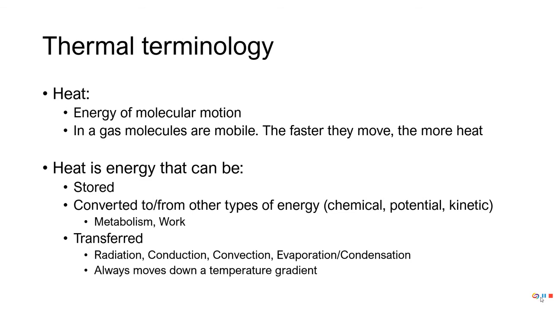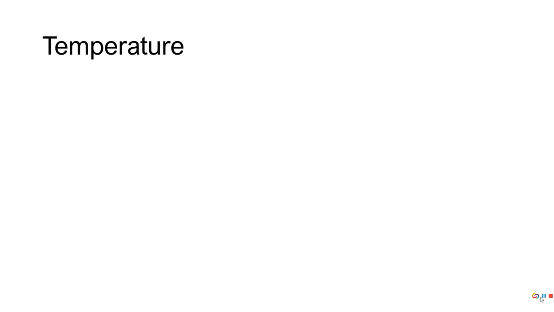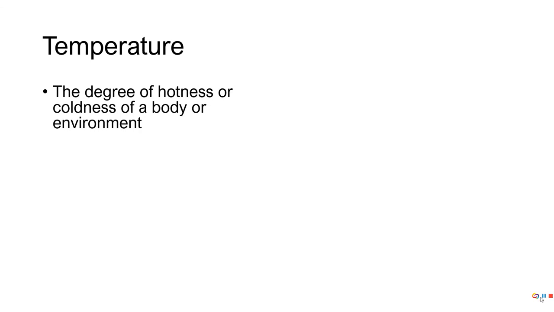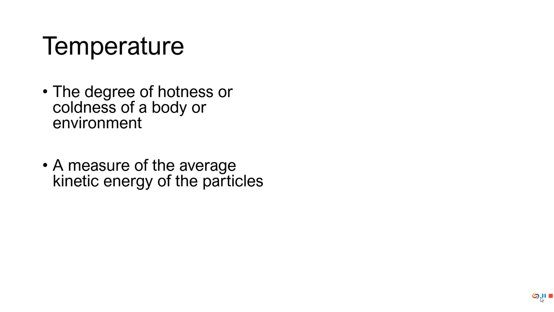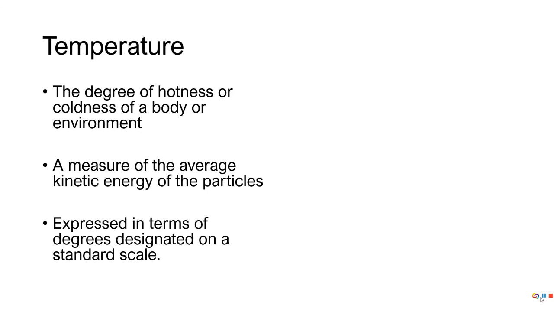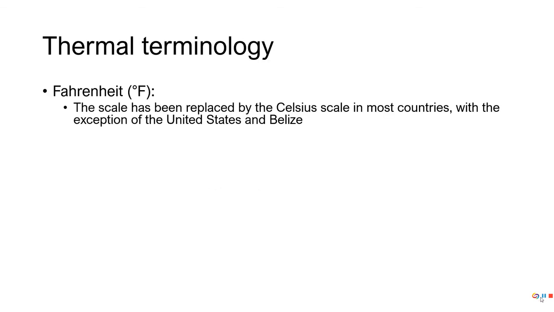Now, when it comes to temperature, it's just giving us an idea of how hot or cold something is, but it's a measure of that energy. So in this case, it's a measure of the average kinetic energy, or the speed with which particles or molecules are moving. Okay, we express it in terms of degrees based on the scale, right? So we've got 3 different scales that you've probably heard of. So you've got Fahrenheit, Kelvin, and Celsius.